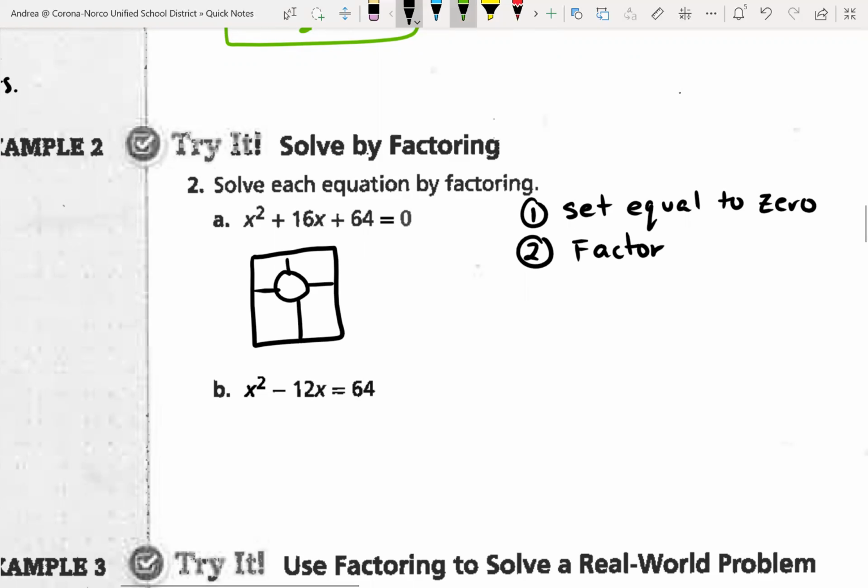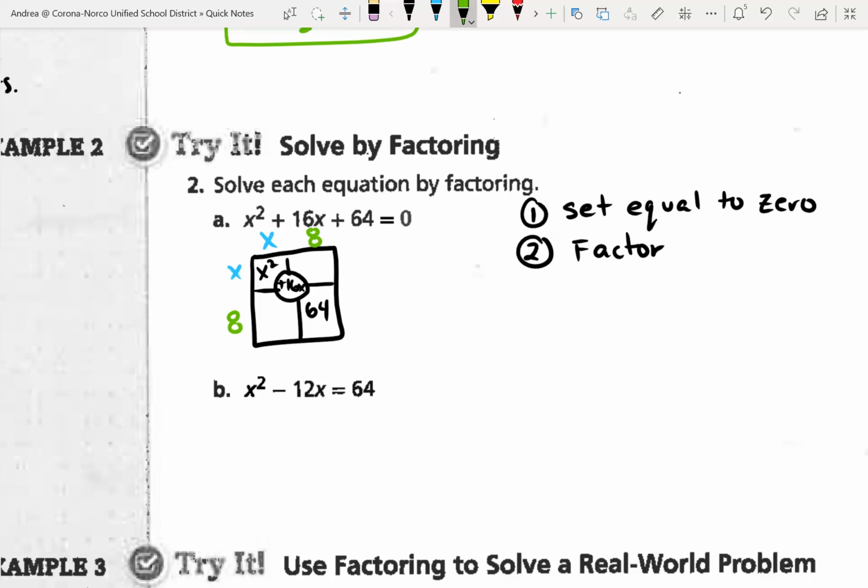Okay, so my factors are right here. I have x squared, positive 16x, and 64. Okay, and then what multiplies to x squared? Yep. X times x. And what multiplies to 64? Yep. 8 times 8.